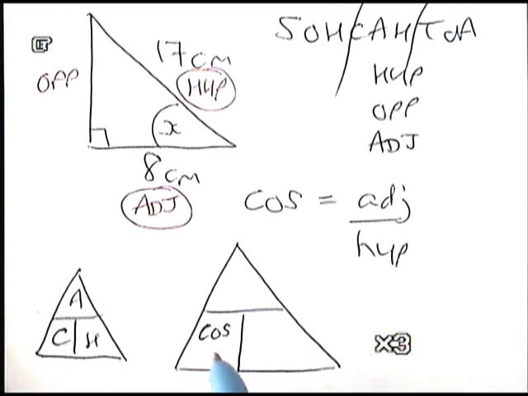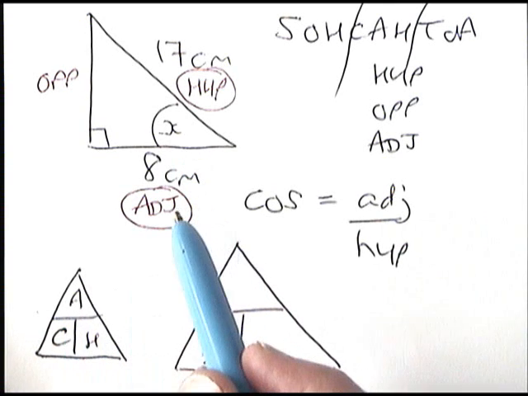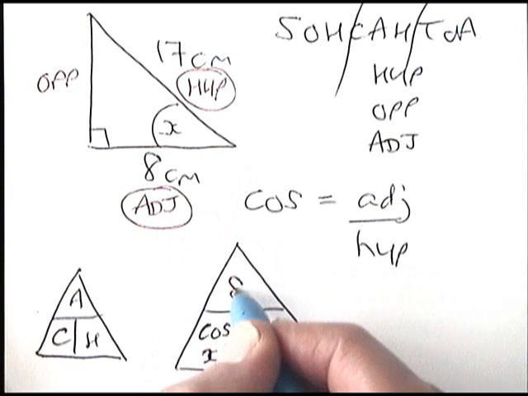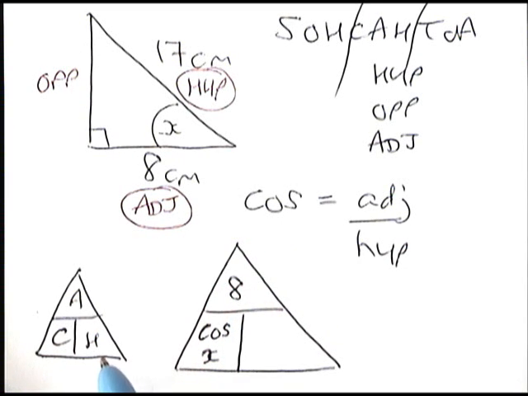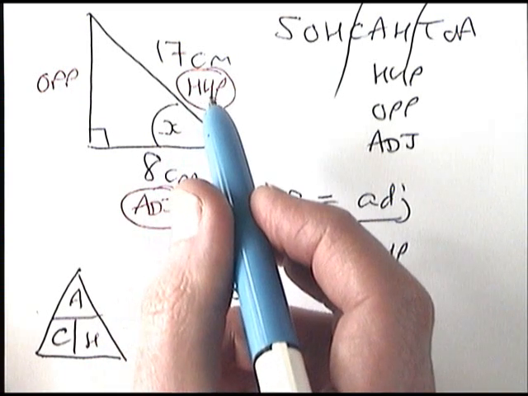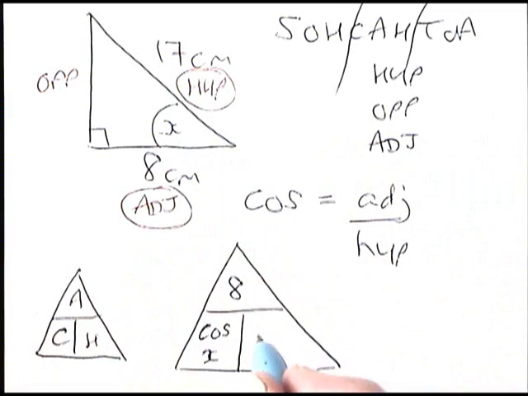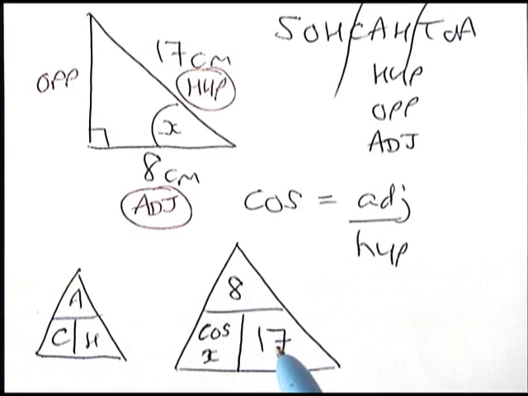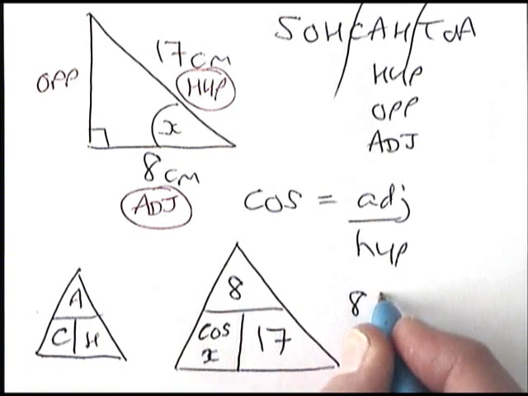And the angle always goes down here, bottom left. The angle in this question is an X. The A is standing for adjacent. Well, in our question, the adjacent is 8. So 8 will go there. The H stands for hypotenuse. In our question, the hypotenuse was 17. 17 will go here. You'll have one number on the top and one number on the bottom. And you do a divide.